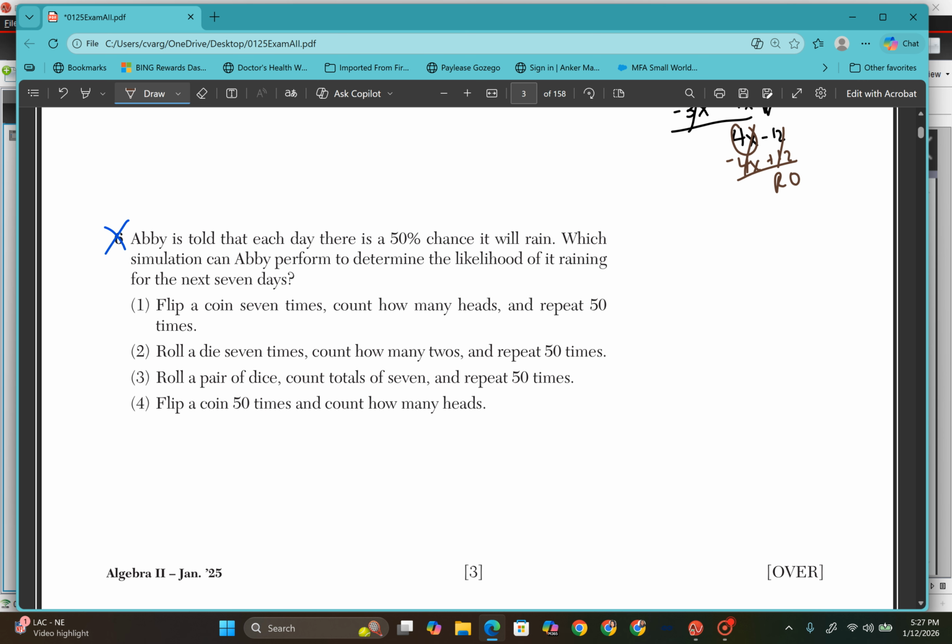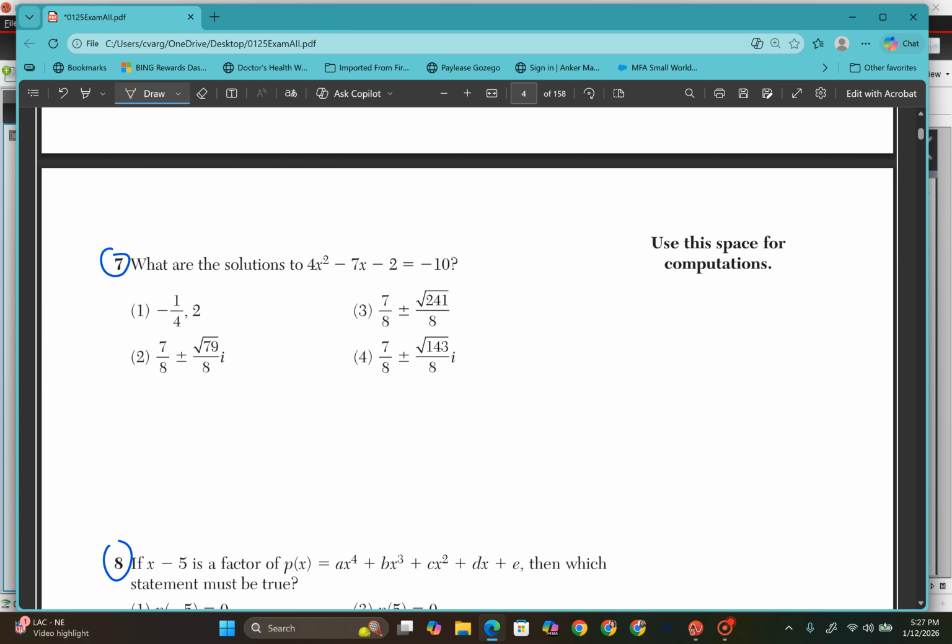All right. Question number 6 again. As we talked about before, that is probability. So we did not do that question. In case you're curious, the answer choice was 1. And likelihood of it raining for the next 7 days. Okay, so we'll go through that lesson next semester.